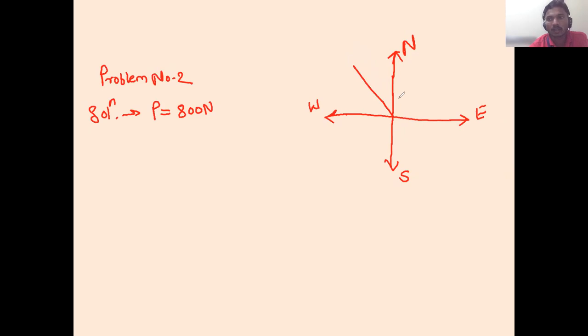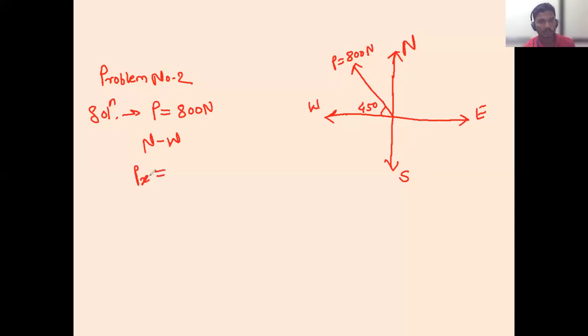And how is the direction? Away from the origin, or away from the point. Let us say P is 800 Newton away from the origin. This force is in which quadrant now? Second quadrant. Now, who will tell me for this particular force? As the angle is not given, the direction is northwest. It means this angle will be 45 degrees.